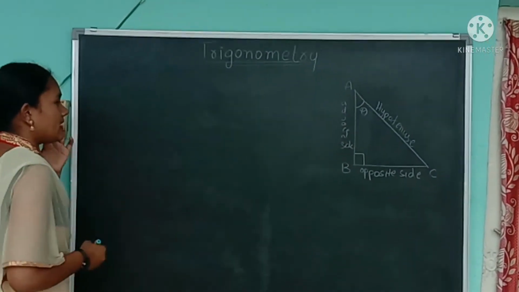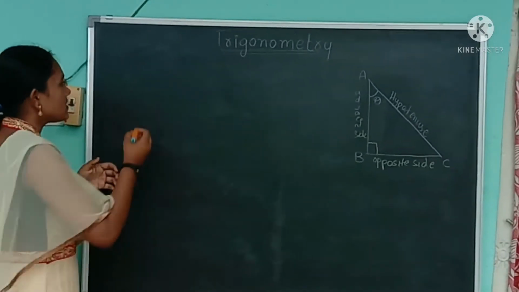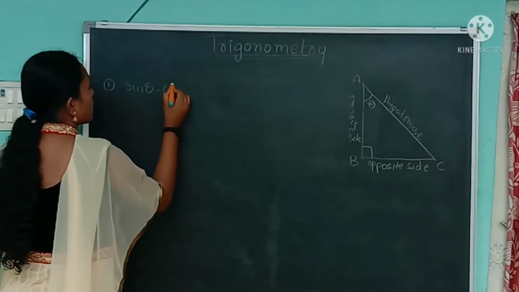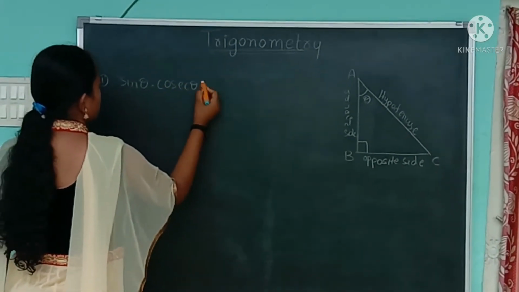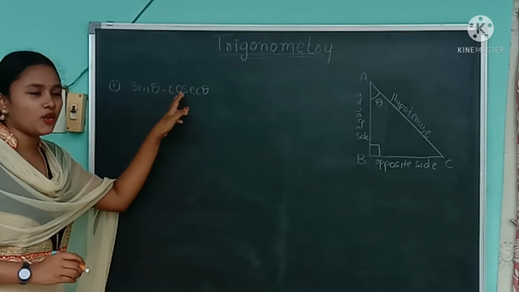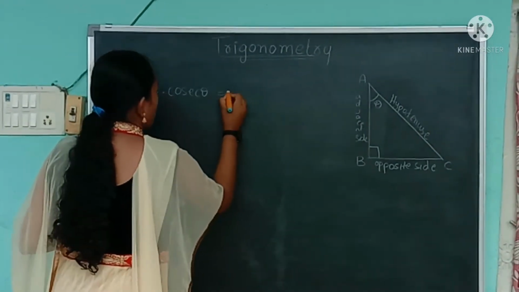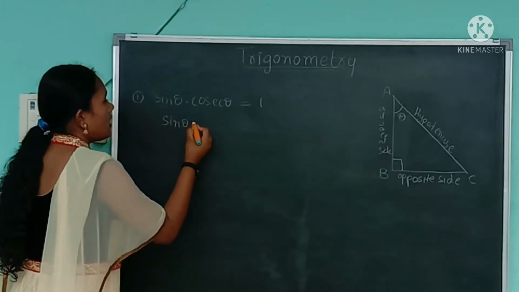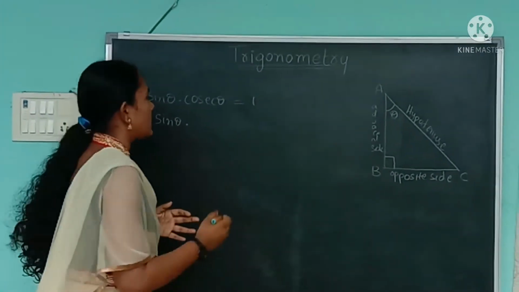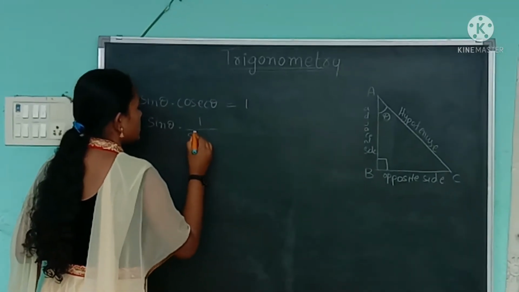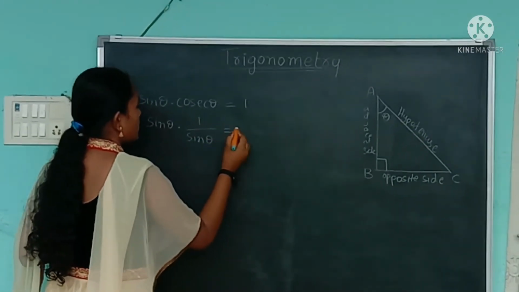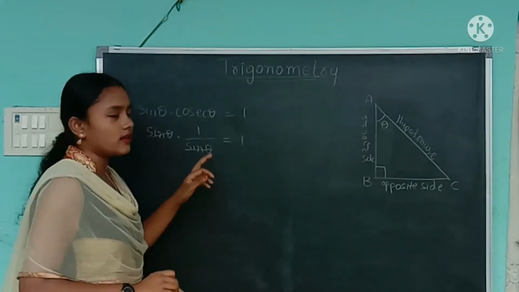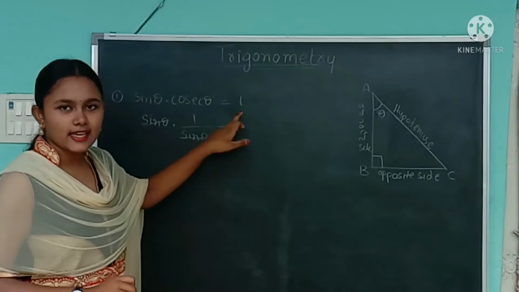So now let us see some basic things. The first one, sin theta into cosecant theta. So how much is sin theta into cosecant theta? It is equal to 1. How? Cosecant theta is the inverse of sin theta. So sin theta into 1 by sin theta, this sin theta will cancel. So 1 is equal to 1. So sin theta into cosecant theta is equal to 1.